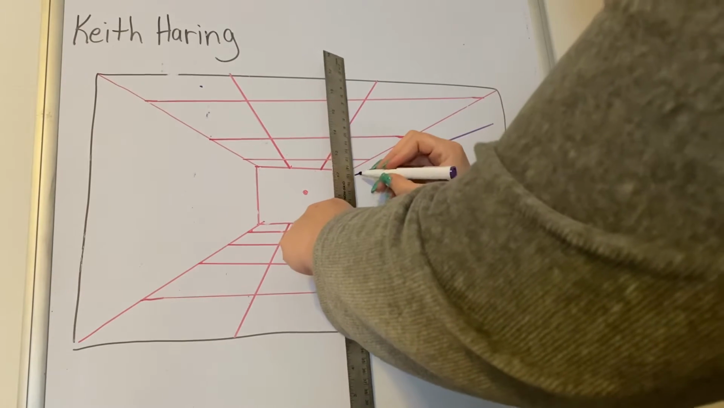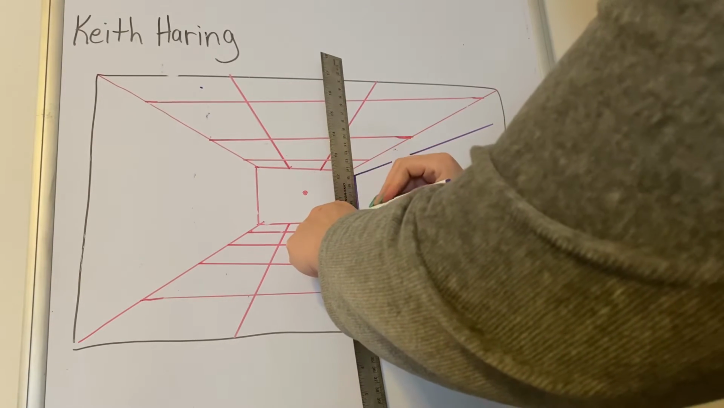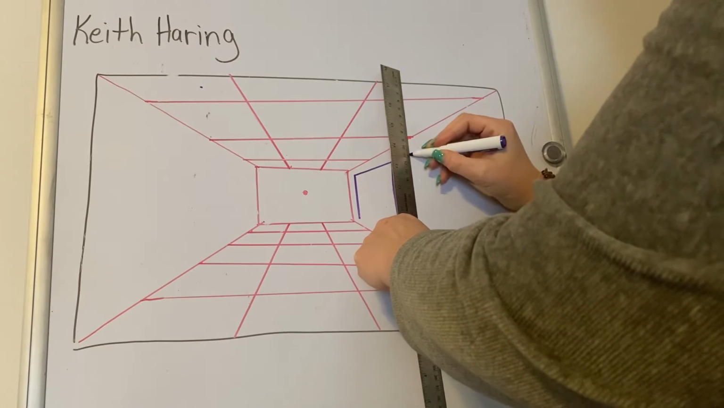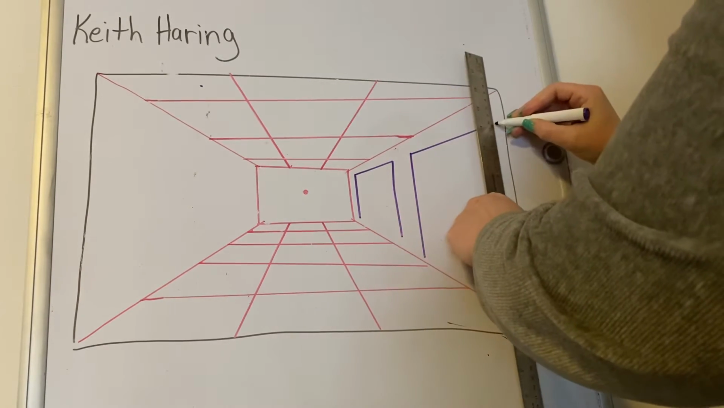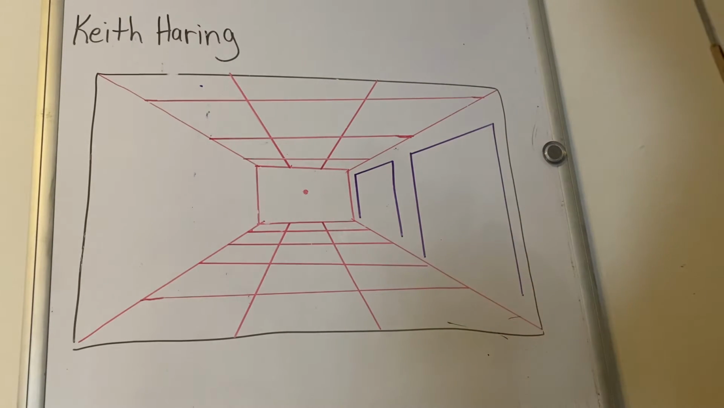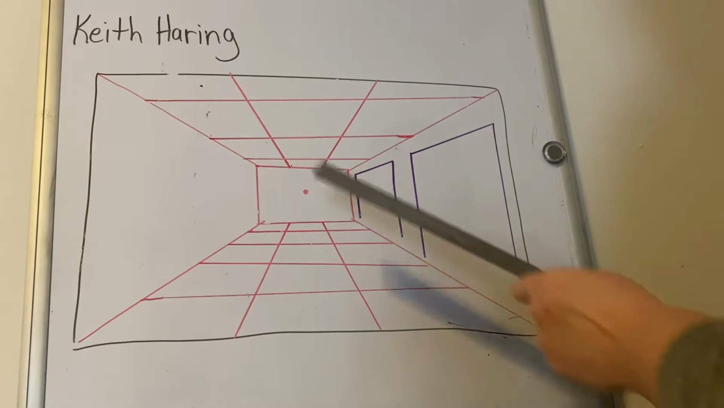Then we're going to come through and put in some vertical lines. Try to get them as straight as you can. We don't want any leany windows. And don't worry about the bottoms yet because we can adjust that with our eraser.